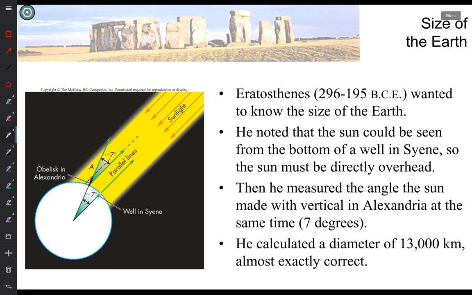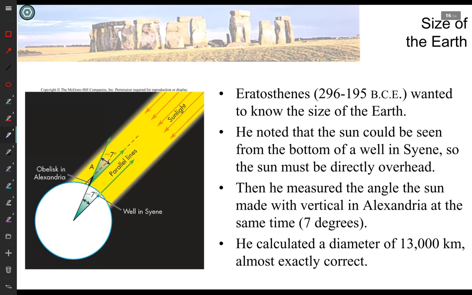And he wanted to know the size of the Earth. And he noticed that in this town of Syene, on a certain day at noon, the sun shone all the way to the bottom of a well. And he said, well, if the sunlight goes all the way to the bottom of the well, the light goes in a straight line, the sun must be directly overhead. And so then he had somebody measure the angle the light made with vertical in Alexandria at the same time that it was straight above the well. And the measurement was 7 degrees.